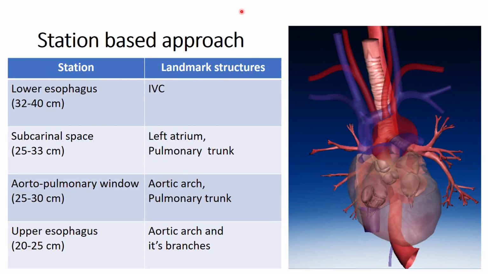So through the esophagus, we can do this through a station-based approach. We have 4 main important stations. That is the lower esophagus near the GE junction, and we use an important landmark to identify that station. For lower esophagus, it's the IVC. And for subcarinal space, it's the left atrium and the pulmonary trunk. And for aortopulmonary window, it's the aortic arch and pulmonary trunk.